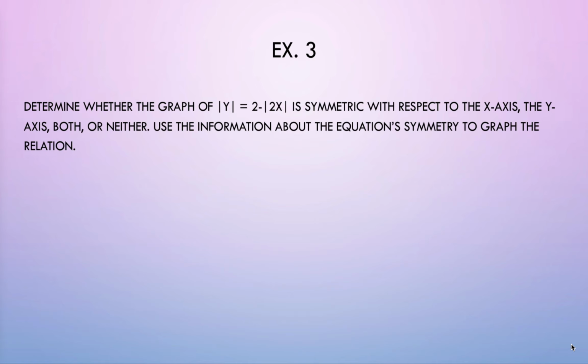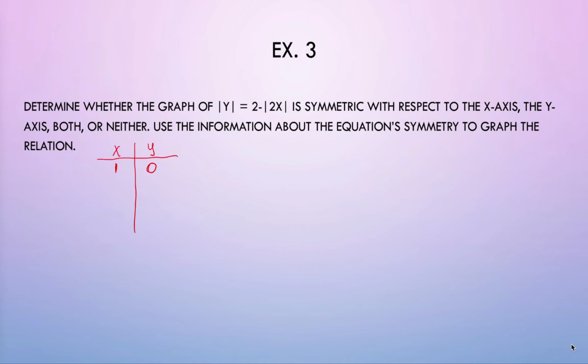Determine whether the graph of the absolute value of y equals 2 minus the absolute value of 2x is symmetric with respect to the x-axis, y-axis, both or neither. So here we have a function. Let's pick some values for x and y. If x is equal to 1, then we plug in 1, 2 minus 2 would be 0. So y would be 0.